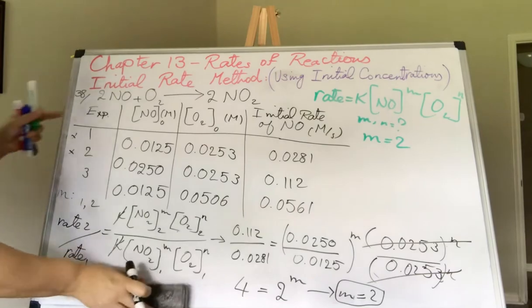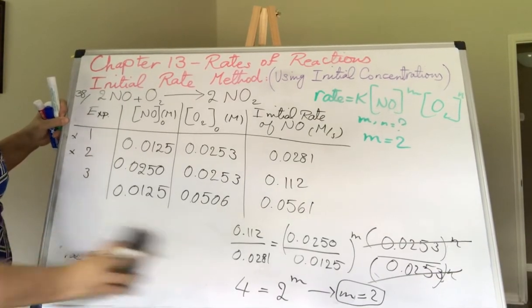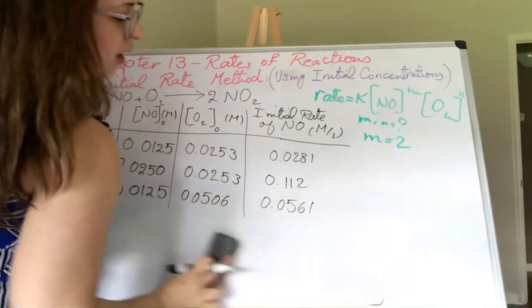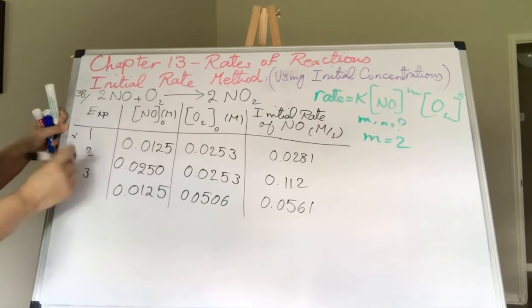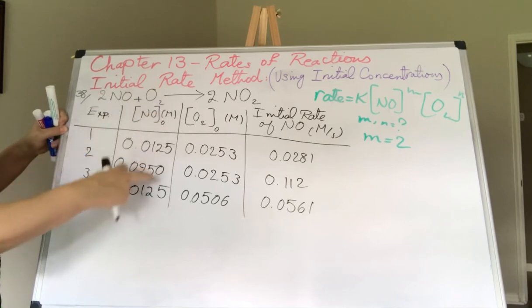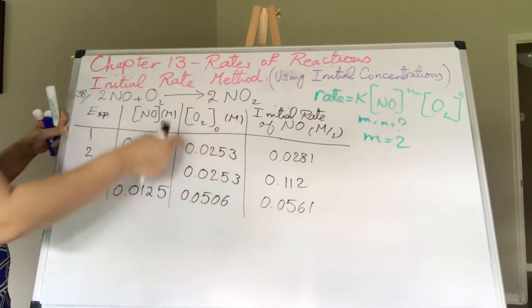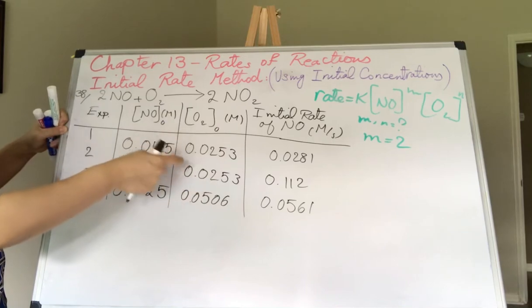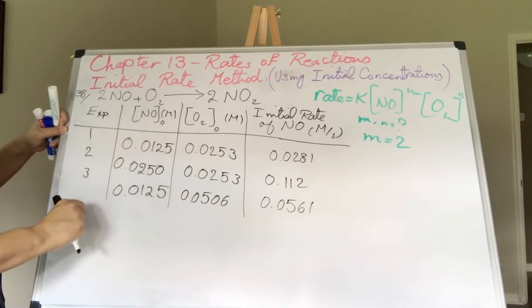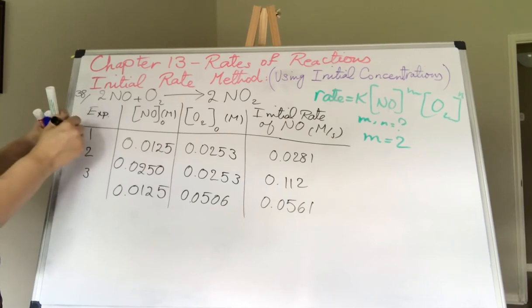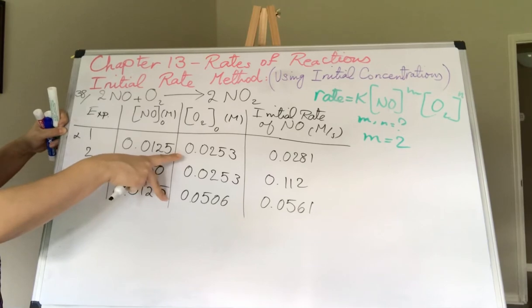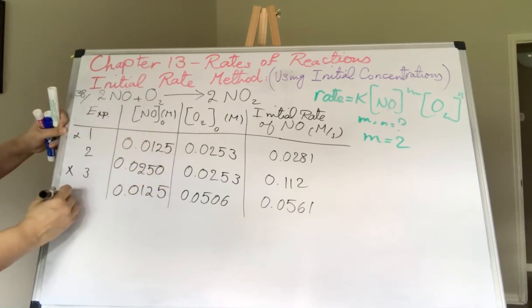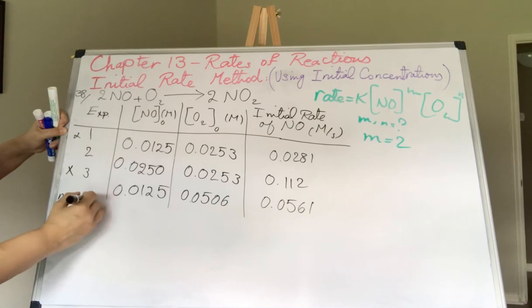So we don't have enough space. Let's clean this part and do the same thing for finding N. For finding N, you need to keep this concentration constant and pick the concentrations that are changing between the two experiments. Which one would you say? I would say 1 and 3, because the concentration of NO is constant, but the concentration of O2 changes. So for N, let's go with 1 and 3.